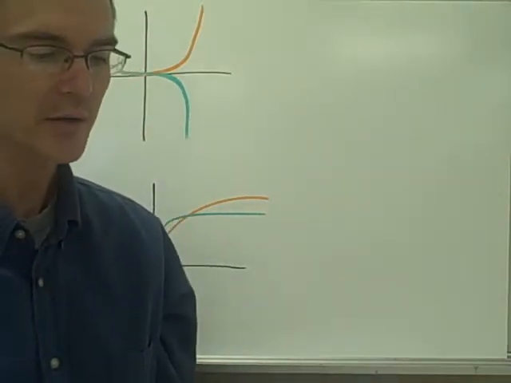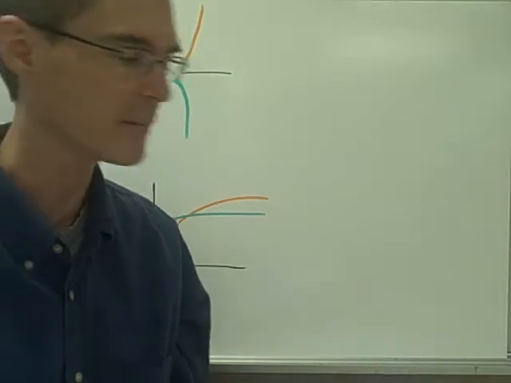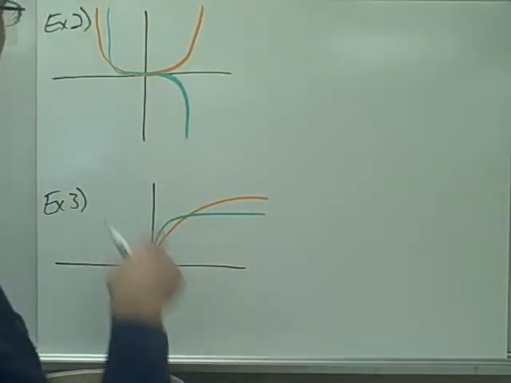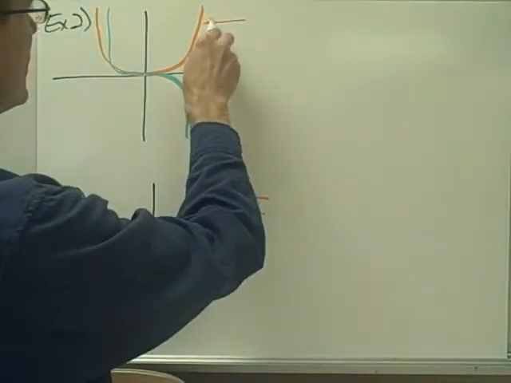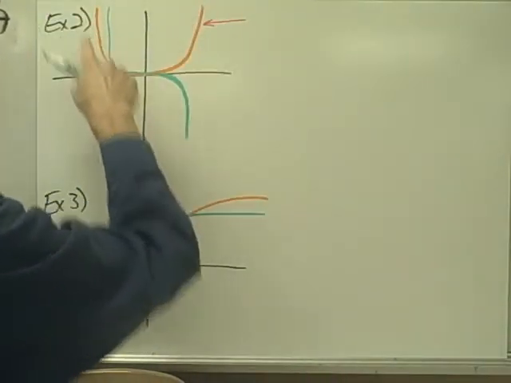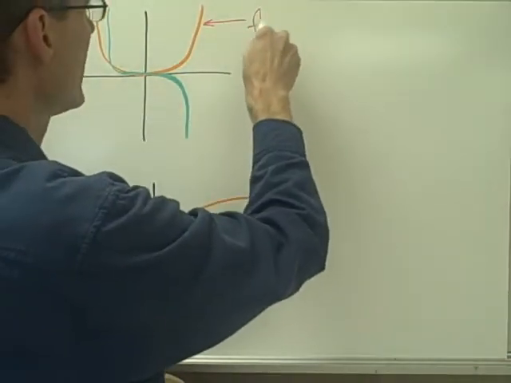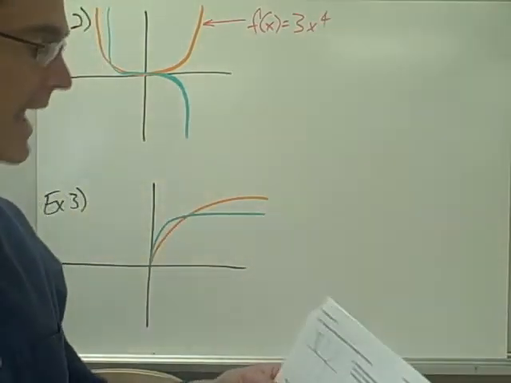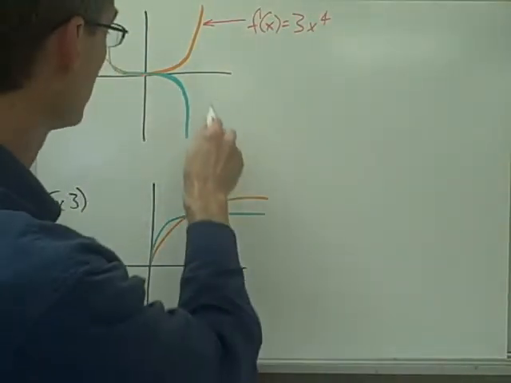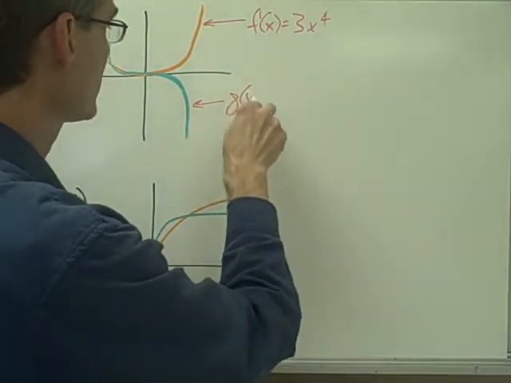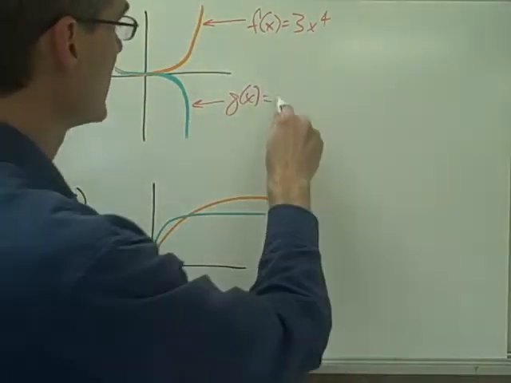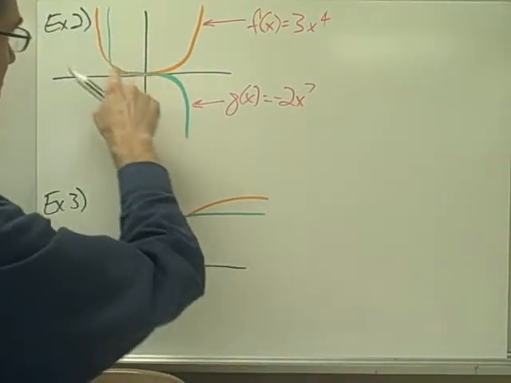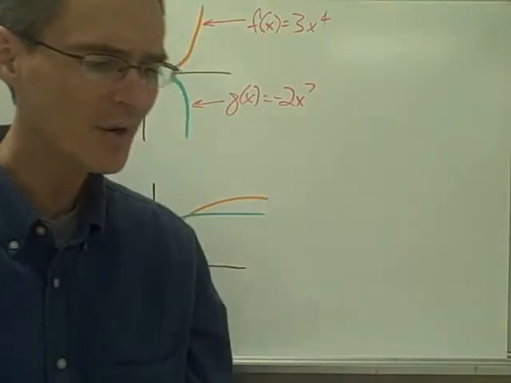If you take your graphing calculator and you just enter these two functions in and graph them, then you can see pretty quickly that the function f of x equals 3x to the fourth power is going to correspond to this orange colored function here. So this is going to be f of x equals 3x to the fourth. And if you enter the other function into your graphing calculator, then you'll see that g of x, which is negative 2 times x to the 7, will give you a graph that looks like this green function here. So that's not too difficult.